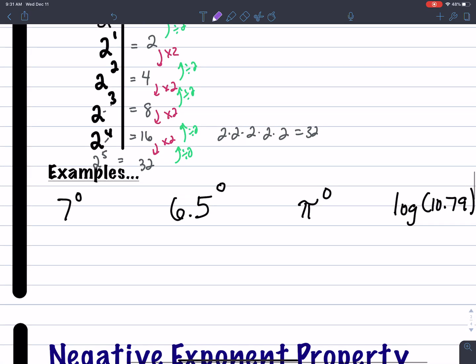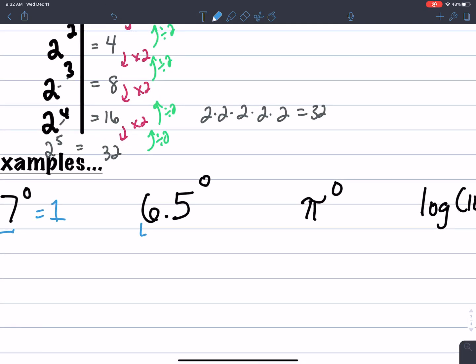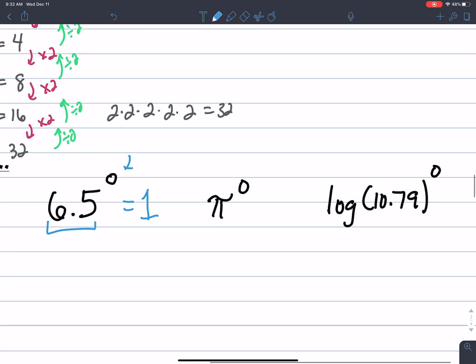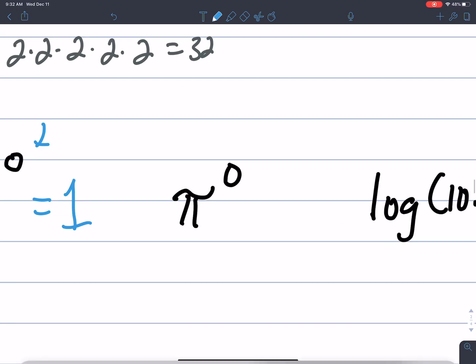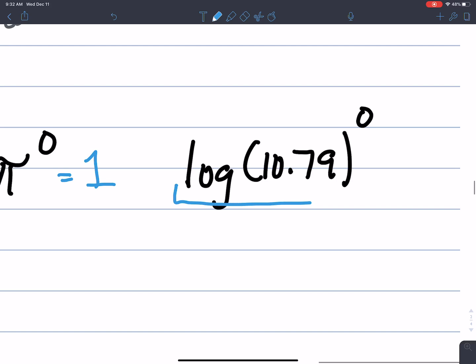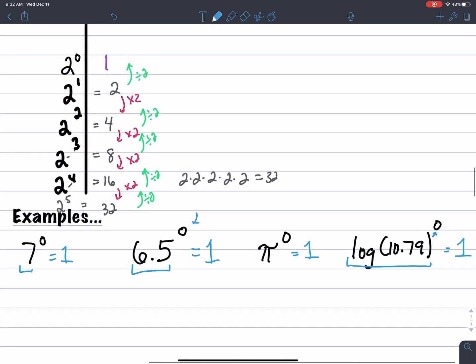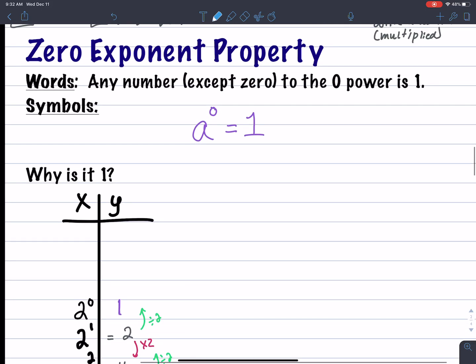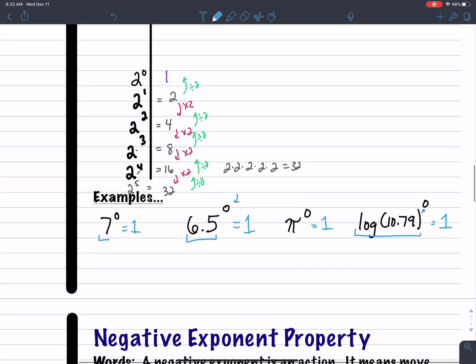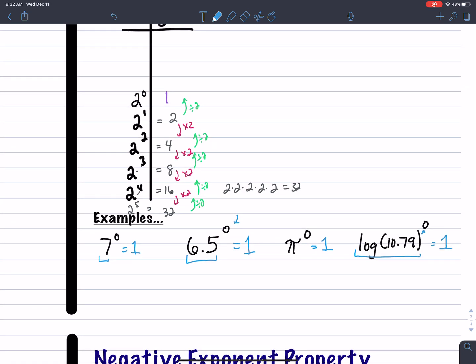So the examples that we'll do today are really straightforward with the 0. If I see a number to the 0 power, it's equal to 1. So here I see 6.5 to the 0 power, so that's equal to 1. Even if the numbers are weird, like pi to the 0 power is 1. You have no idea what the log of 10.79 is, but it doesn't matter because as long as it's to the 0 power, it's 1. So the 0 power property, pretty easy to remember. Any number to the 0 power is 1.